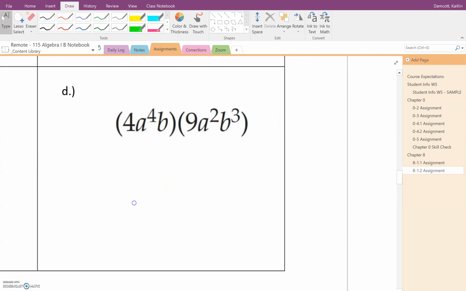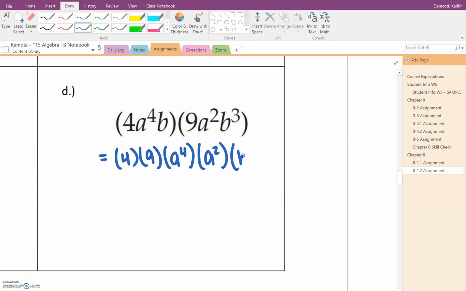Last example here, we're going to look at this. We've got 4a to the fourth b times 9a to the second b to the third. So we want to start by reordering. So I've got 4, 9. I've got my a to the fourth power from the first monomial. I've got my a to the second in my second monomial. And then I've got a b and a b to the third from the second one.